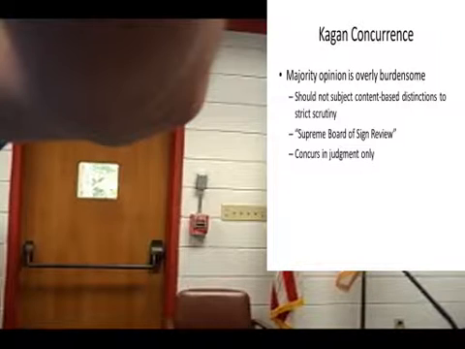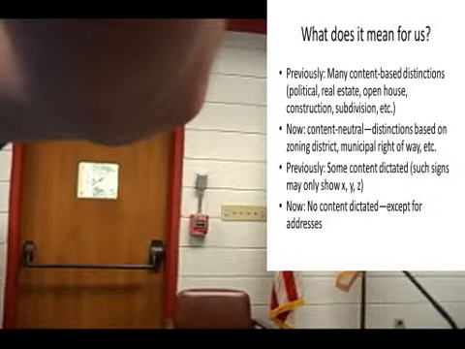In the end, the court unanimously, 9-0, struck down content-based distinctions such as those that were employed in the town of Gilbert. Clarence Thomas wrote the majority opinion. He was joined by Justices Roberts, Scalia, Kennedy, Alito, and Sotomayor. Alito wrote a concurring opinion that becomes pretty important because he starts to lay out in there types of sign regulations that would still be permissible. Justice Breyer wrote a concurring opinion, and Justice Kagan wrote a concurring opinion, which Ginsburg and Breyer joined.